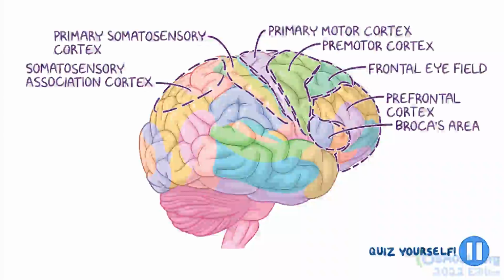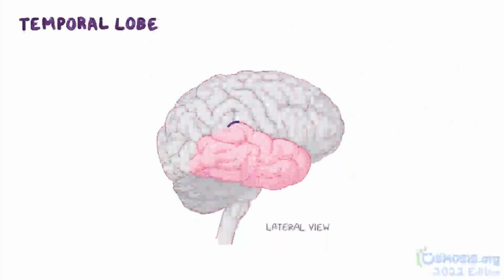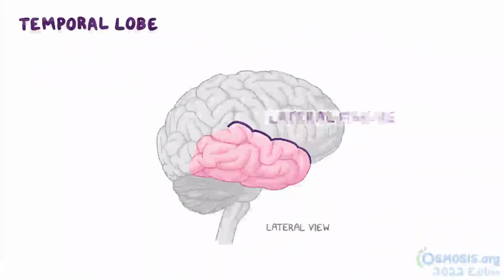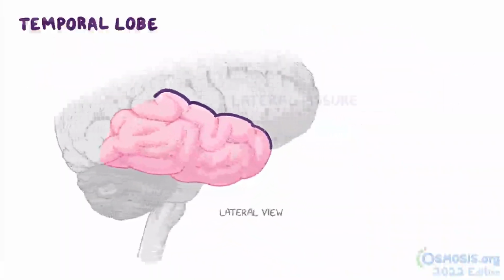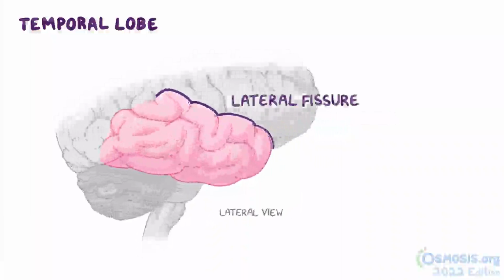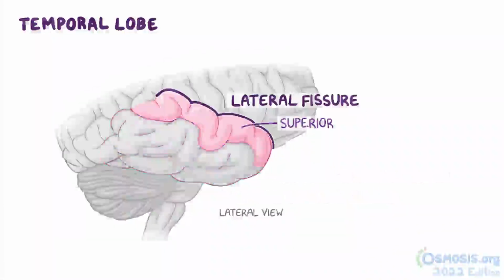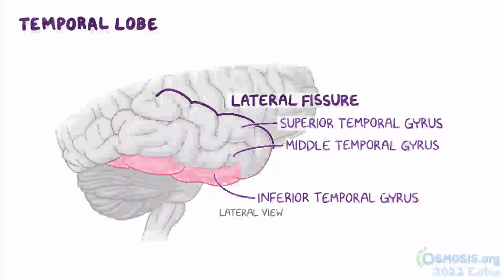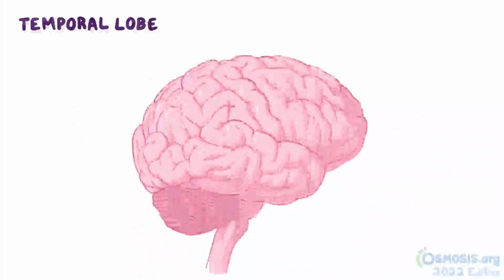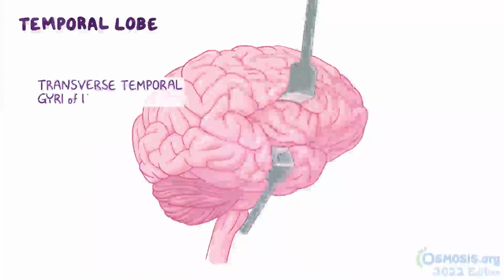Now let's continue our journey and examine the temporal lobe, which lies inferior to the lateral fissure and extends posteriorly to the occipital lobe. The lateral surface of the temporal lobe includes the superior temporal sulcus and the middle temporal sulcus, which divide the temporal lobe into the superior, middle, and inferior temporal gyri. Deep inside the lateral fissure, there's also the transverse temporal gyri of Heschl, which is found on the deep upper surface of the superior temporal gyrus.